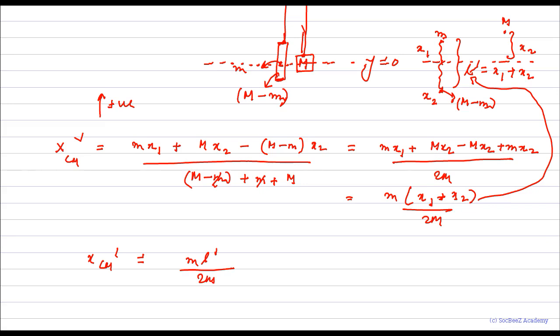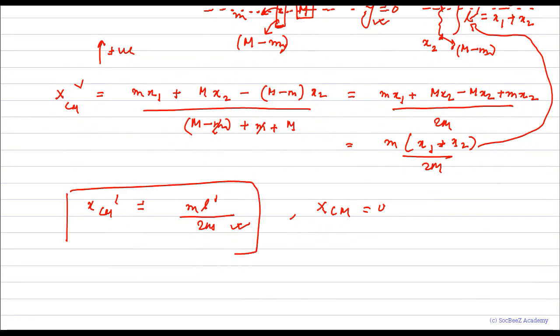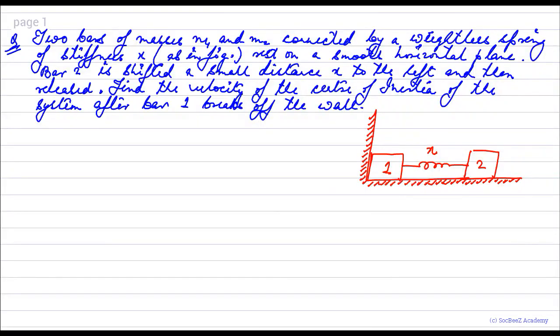Okay, x cm initial was equal to 0, right? This was my reference state and the x cm initial was at y equals 0. X cm final is at m l dash upon 2M. So the displacement of the center of inertia is nothing else but x cm dash. Okay, so this is going to be the displacement of the center of inertia. Fine, let us now move on to the next problem, which is this.